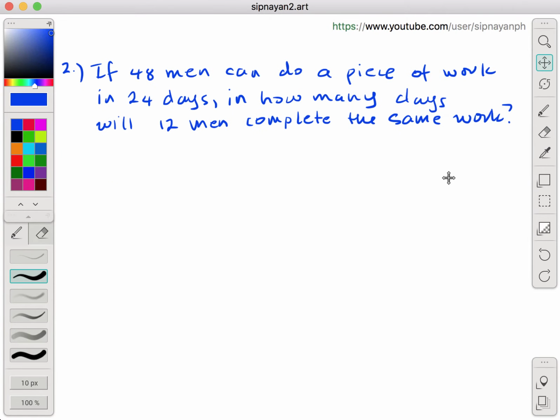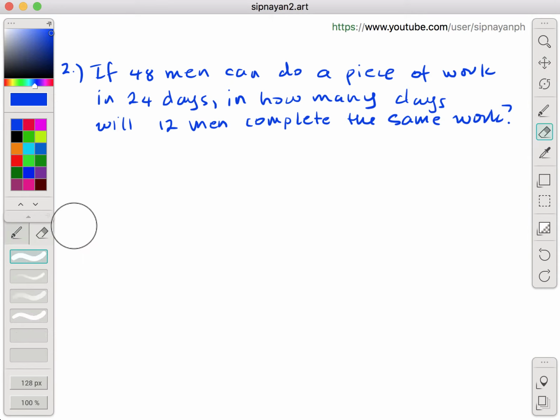We have if 48 men can do a piece of work in 24 hours, in how many hours will 12 men complete the same work? This is not days, this is hours. Okay?